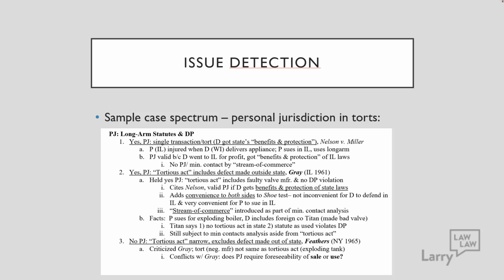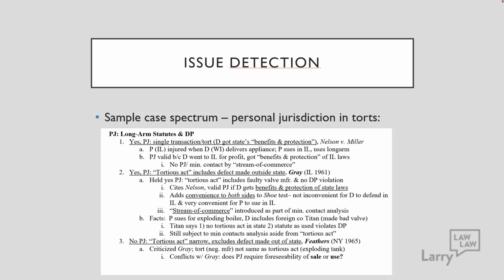Now, a lot of this case law has changed. This is my outline from like a while ago. So then there's this case Gray in Illinois. Yes, a tortious act can include a defect made outside of the state that takes place inside of the state. So maybe you make defective tires and the tire blows up in Illinois. Yes, you can grab that person. But then there's another case in New York that criticizes that result and says, no, tortious act has to be narrow. It has to be the accident took place in that state, not just a defect that happened outside of there. So you have a range of outcomes here.